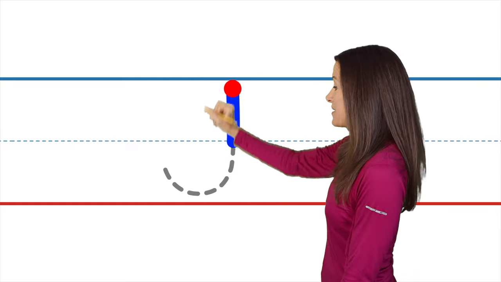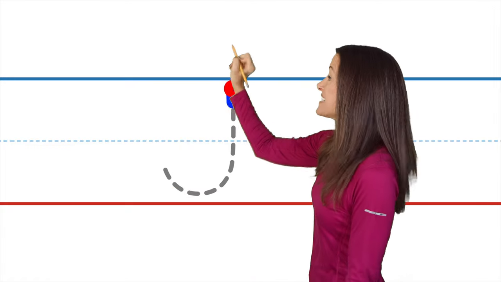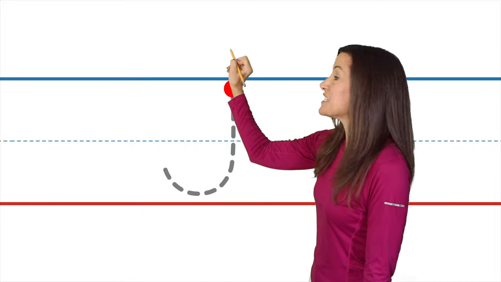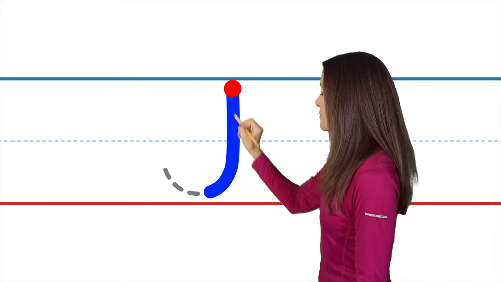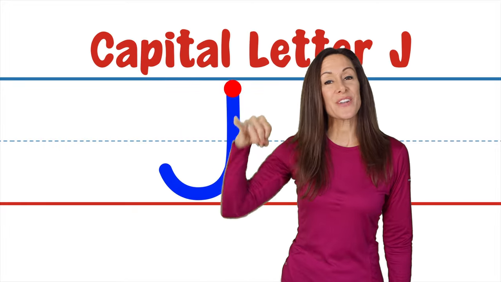J: start at the top, curve down, then go up. Capital letter J.